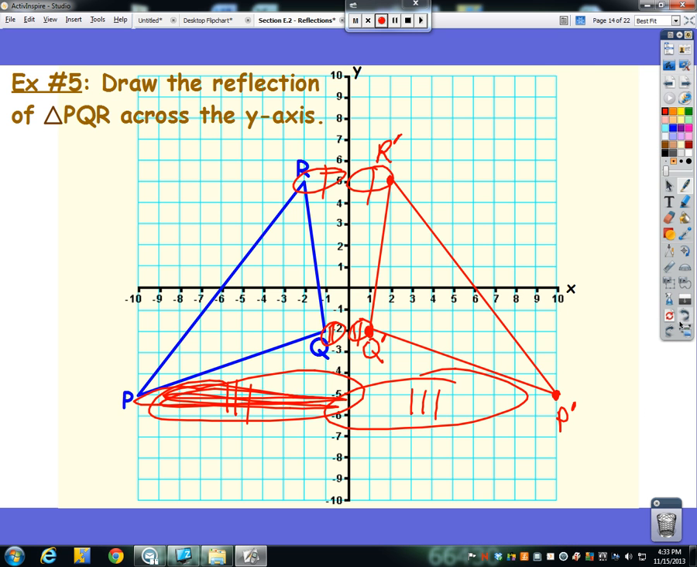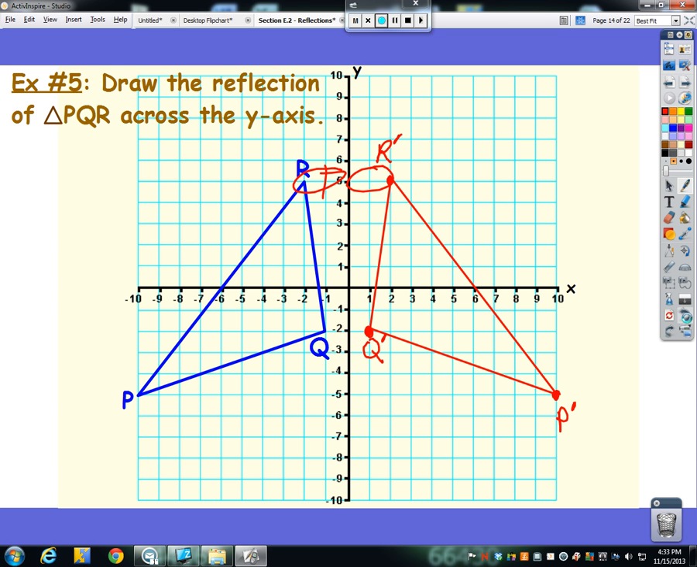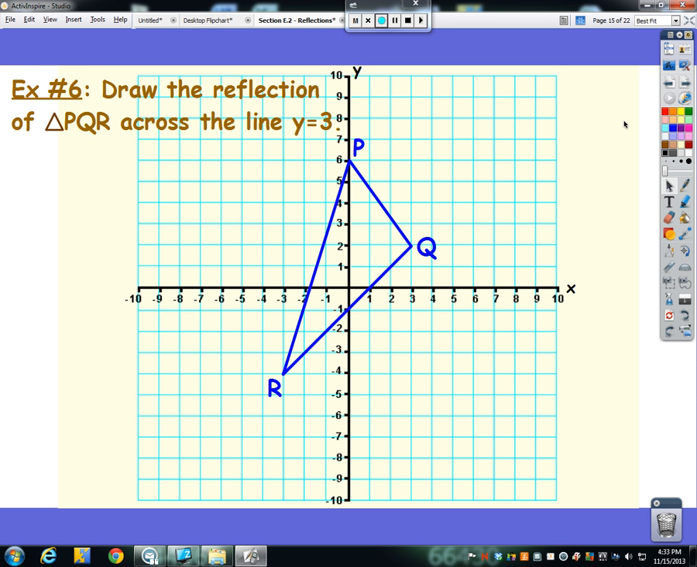So we're good. We don't really need to draw in all that. That was just extra stuff. So there's an example of going across the y-axis.